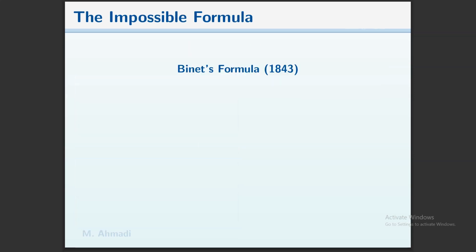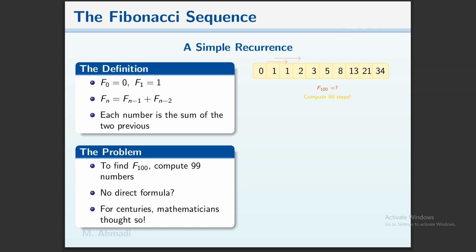So, here are the Fibonacci numbers: 0, 1, 1, 2, 3, 5, 8, 13, 21, and 34. So, how should we calculate F100? For F100, we should compute 99 steps, calculating from the previous ones.